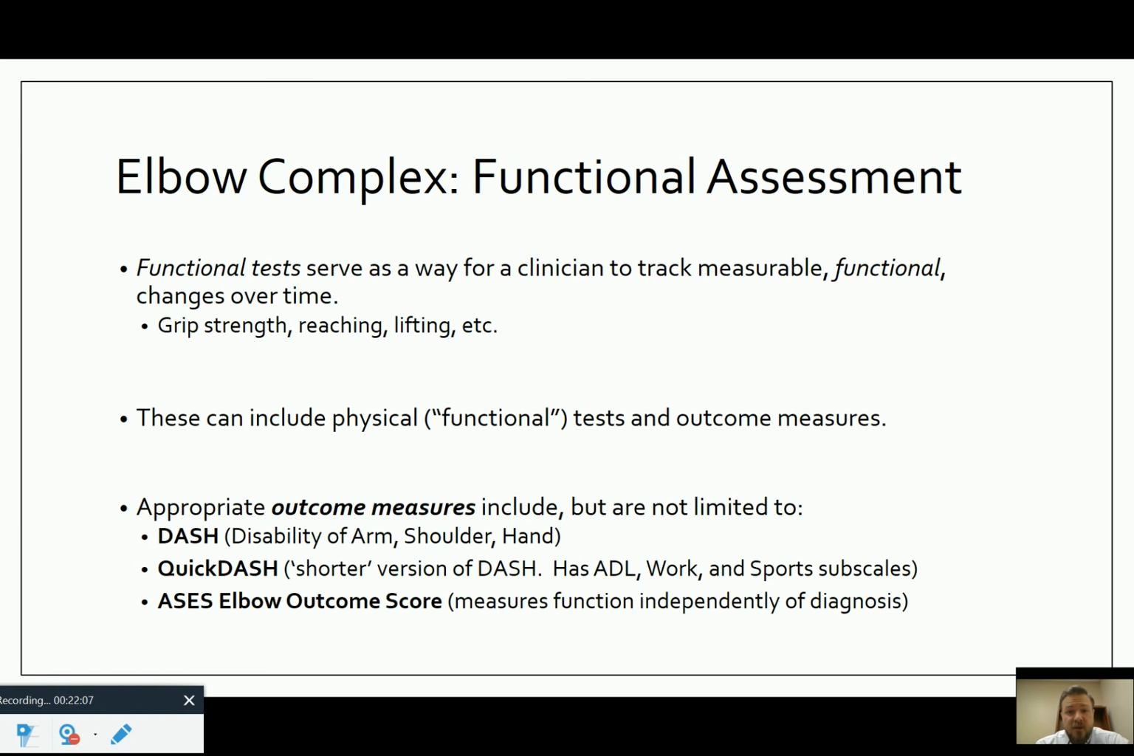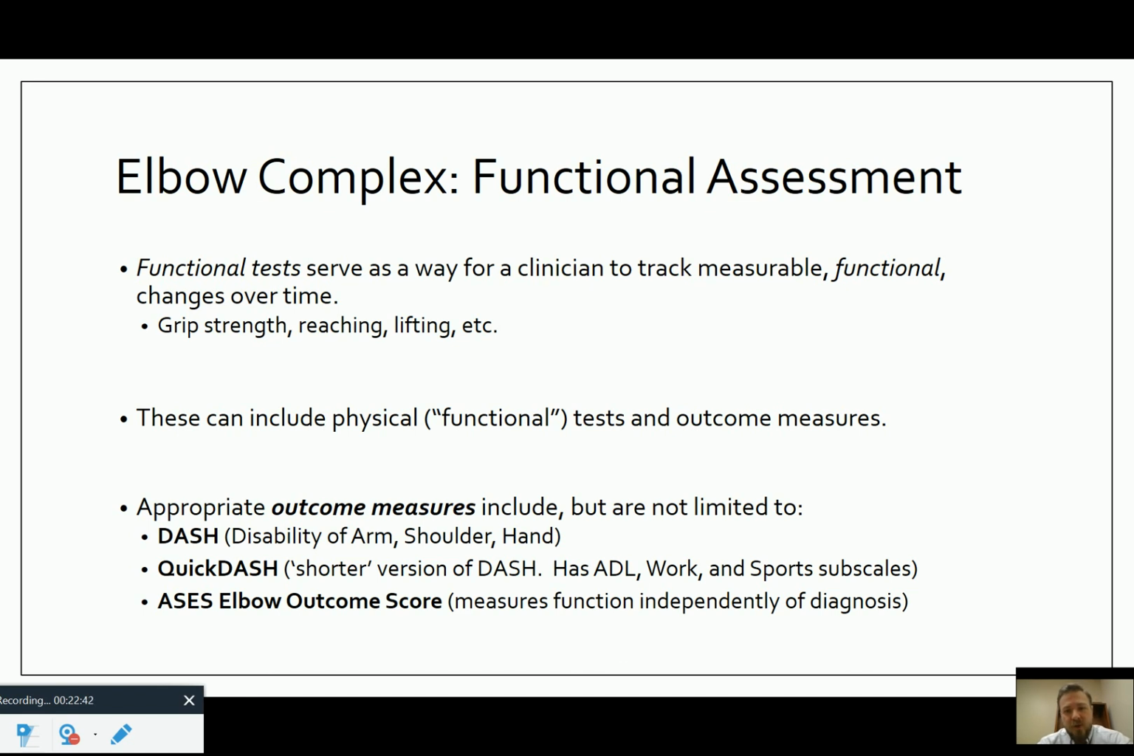When we look into functional assessment, this, as an early PT, was probably the hardest thing for me to come up with in terms of my exam. You want to find what we would call an asterisk sign, something that you can test and retest to see if your treatment is making them better. You can test it at the initial evaluation, and then after several sessions of physical therapy and a home exercise program, see if they've improved on this functional test at a later time or during your reevaluation. So functional tests serve as a way for clinicians to track measurable functional changes over time.